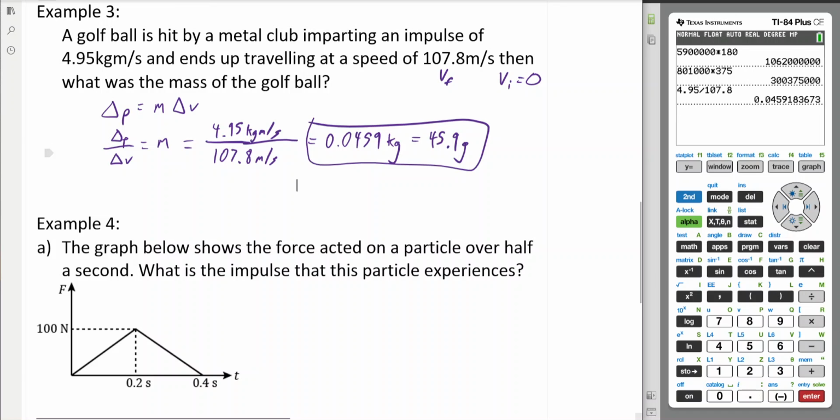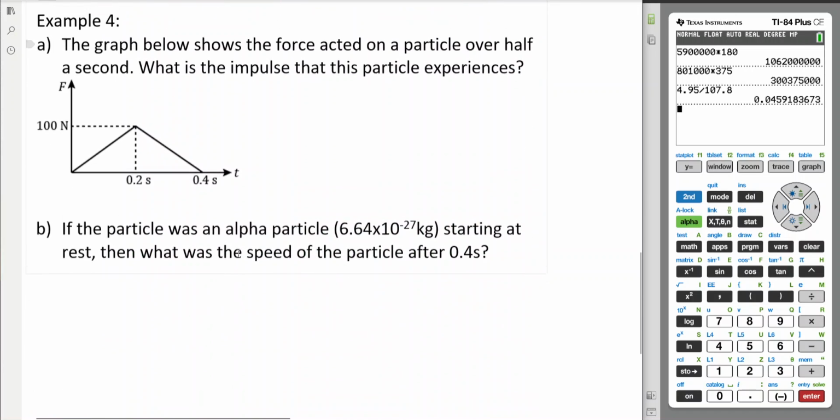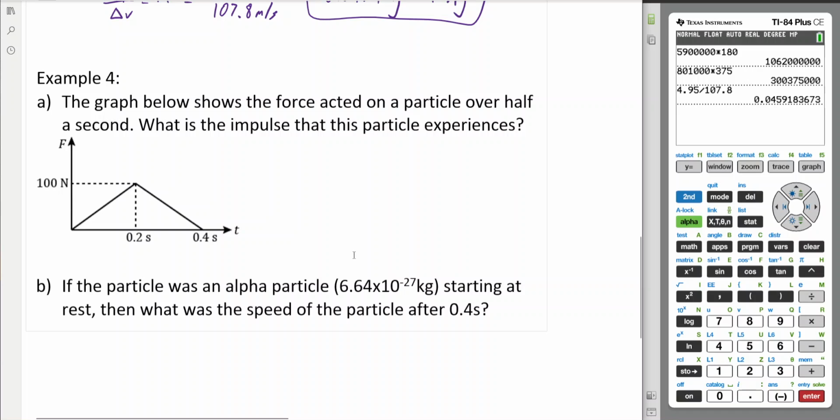Okay, just a little bit more. Let's try out this last question here, part A and B. So this one says, the graph below shows the force acted on a particle over half a second. What is the impulse that the particle experiences? So we have to think about our graphing, which is that you're going to use your triangle rule. So triangle, because we're looking for the area, area is base times height divided by 2 for a triangle.